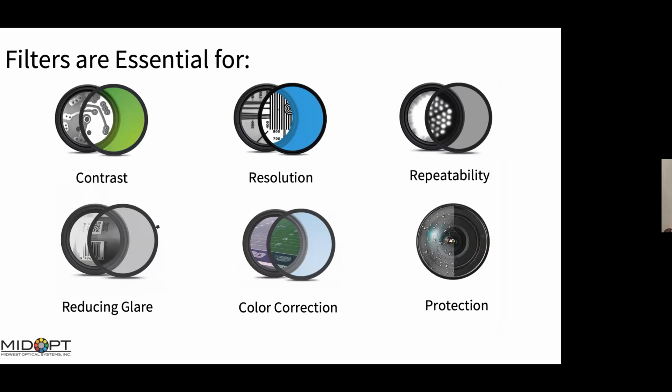Now, filters are useful for lots of different things. They can help with contrast, improve resolution, ensure repeatability. Polarizing filters help to reduce glare. They can help with color correction and achieving natural color rendition. And also they can help with protection too. They can also protect your lens and your camera from damage. So let's take a look at a few different filters and see how they're essential for each of these things.